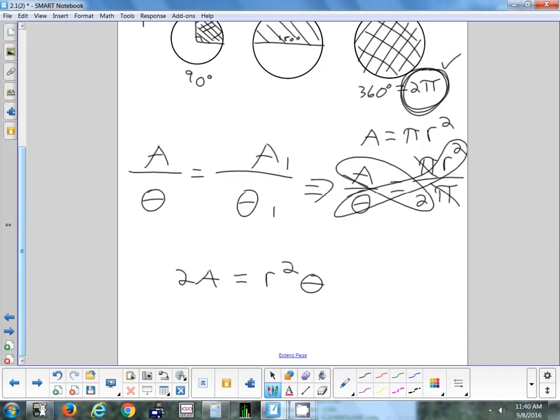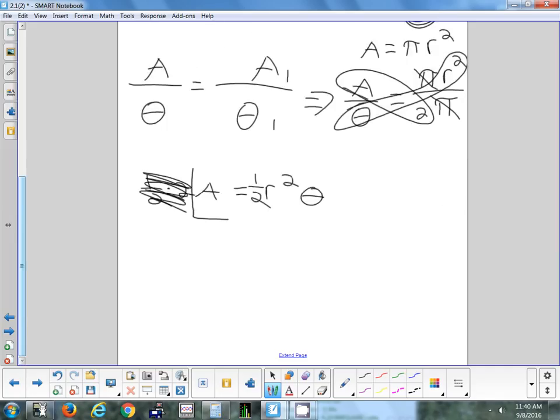Would you say multiplying by a half is the same thing? Yes. So I'm going to do it that way only because that's how the book does it, but it's exactly the same thing. Multiply by a half. Those cancel out. And there is your formula for the area of a sector.